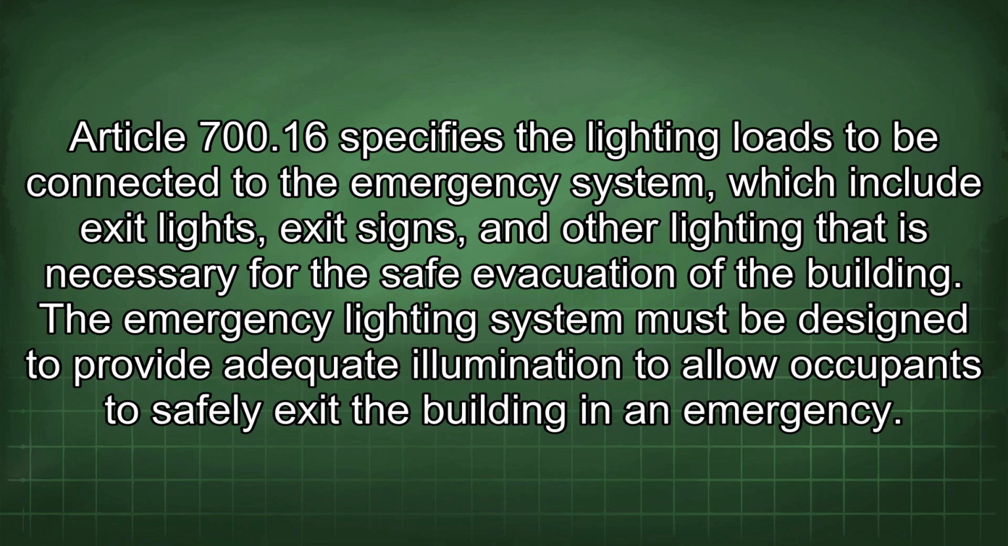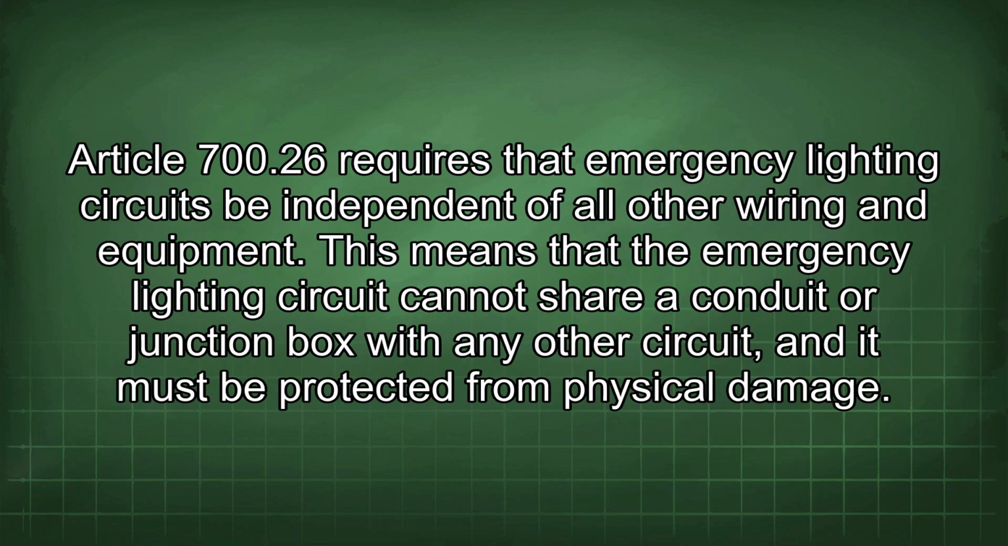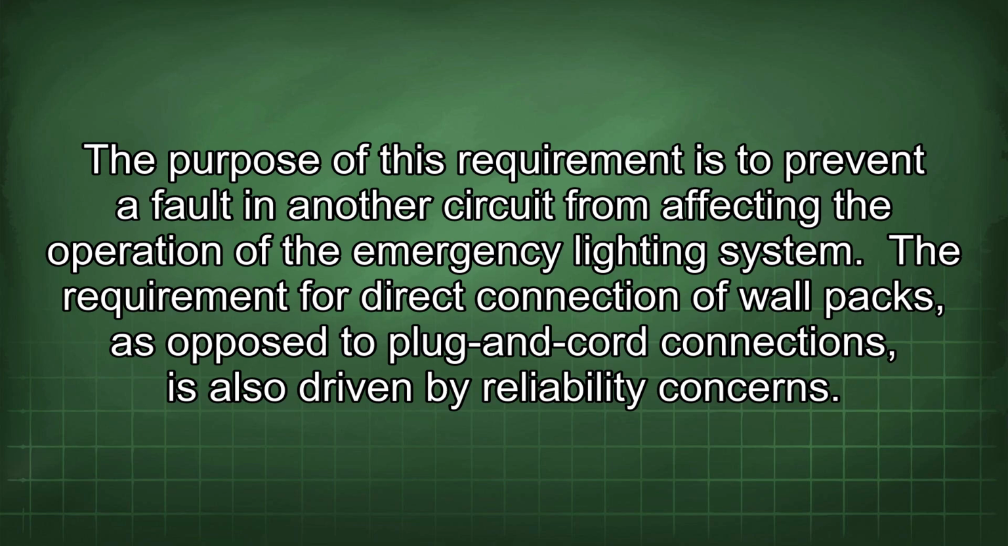Article 700.26 requires that emergency lighting circuits be independent of all other wiring and equipment. This means that the emergency lighting circuit cannot share a conduit or junction box with any other circuit, and it must be protected from physical damage. The purpose of this requirement is to prevent a fault in another circuit from affecting the operation of the emergency lighting system.